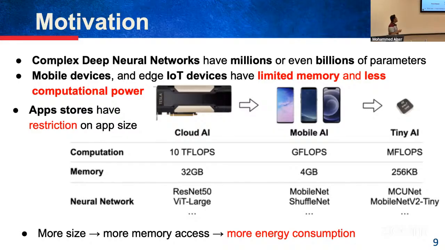That is why we need to compress the model to use it on devices which have limited memory and computational resources, but the performance should still be good, keeping the same accuracy or the same performance.